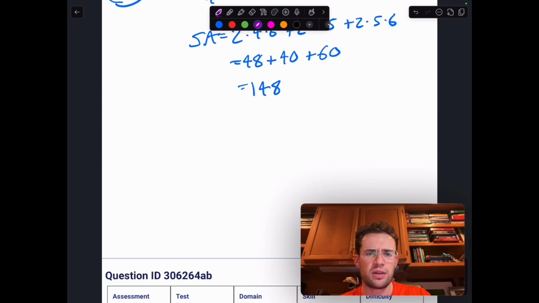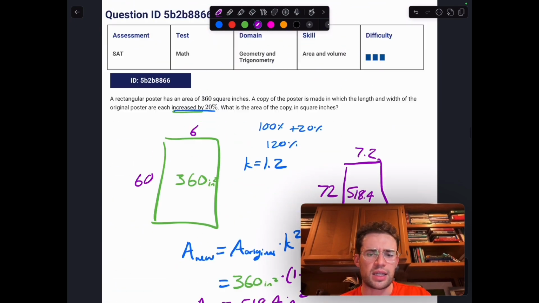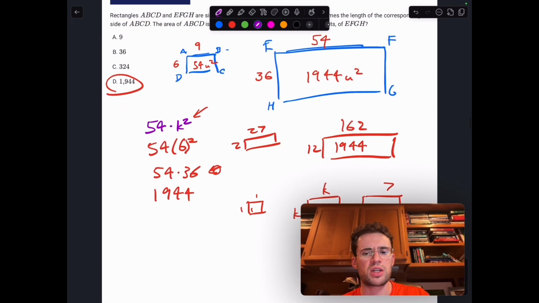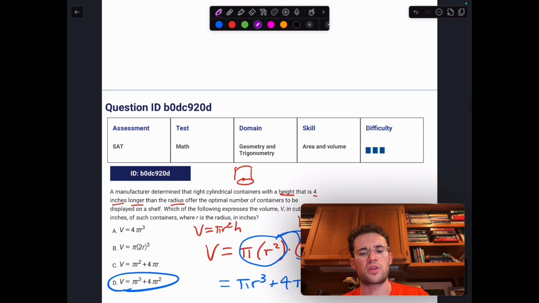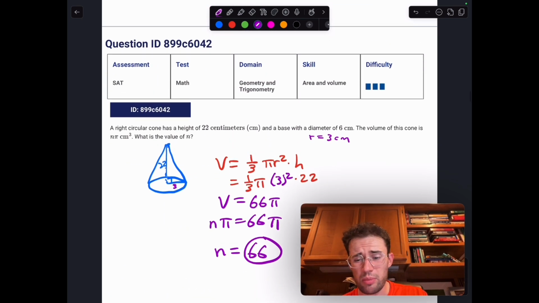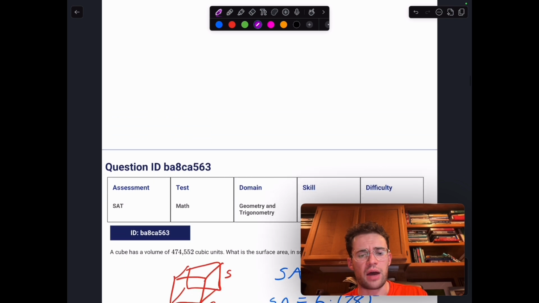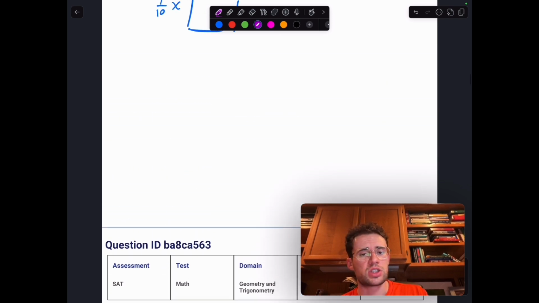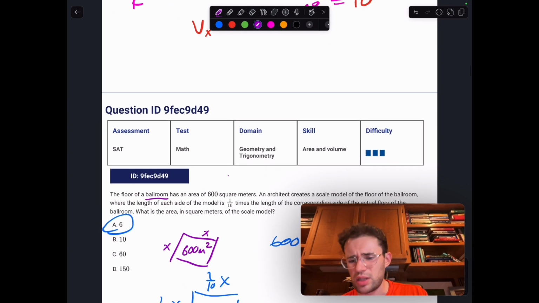I would say they did have a lot of scale factor in here, so make sure you're really comfortable doing scale factors for areas, and even there was that one volume one. Seems like cones come up a lot, cylinders come up a lot, rectangular prisms come up a lot. So those are the main shapes that you had to do. I don't think they had any spheres on here.